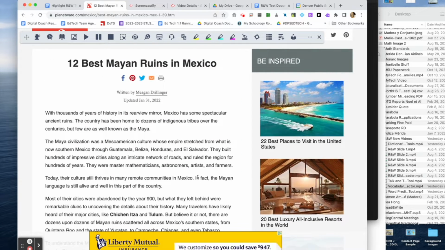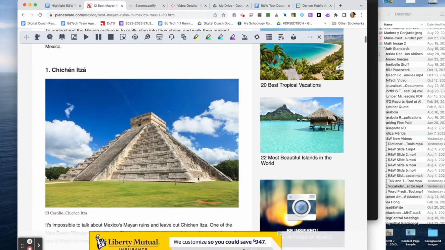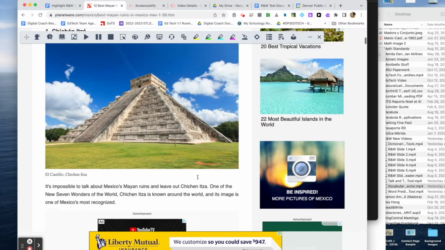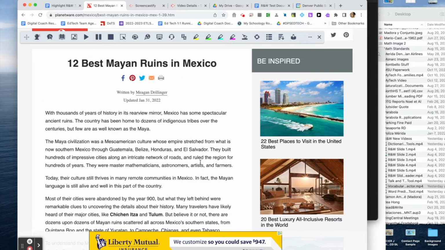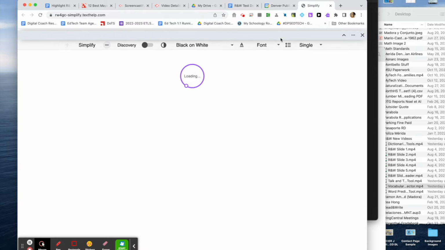These are sources of distraction for the students, and especially students with IEPs. Some of these students tend to get distracted very easily. Also, English learners can become overwhelmed by the amount of information on the page. So the text simplifier basically is this tool here, and let me show you what it does.